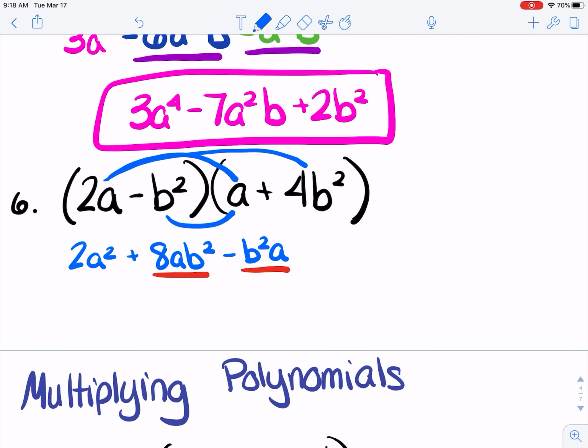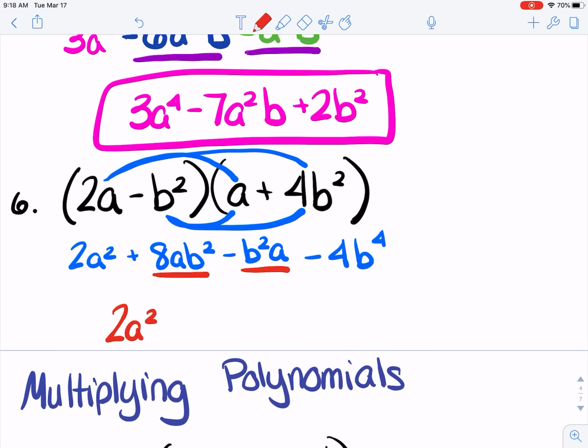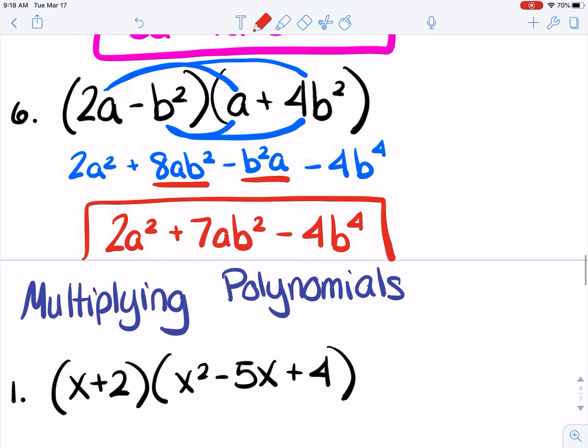Now, continuing with my foiling, I'll do my last. Negative b squared times positive 4b squared gives me negative 4b to the fourth. Now, combining my like terms, first I've got 2a squared. I'm going to combine the two underlined terms. Those are my only like terms in this, and that's going to give me positive 7ab squared minus 4b to the fourth, and that would be my answer. I just wanted to show you what happens with those letters. It doesn't matter if you want to write ab squared or b squared times a. Just pick one and go with it.